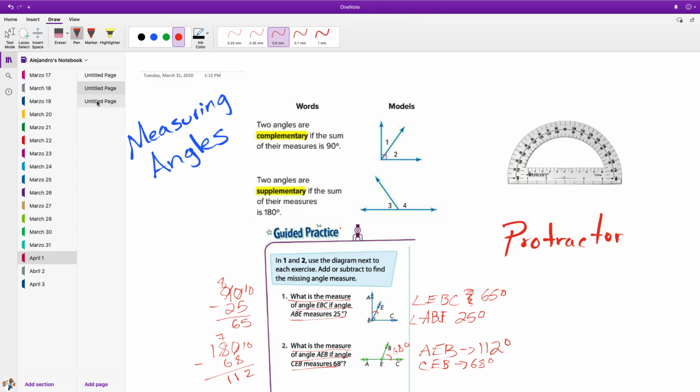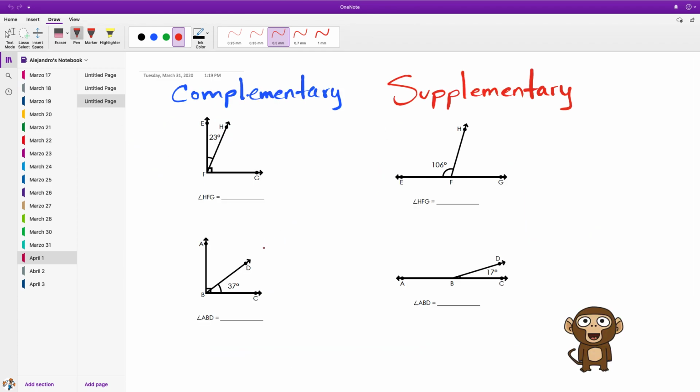So I'm going to change the page now. Okay, so here we have more examples. Complementary on the left, supplementary on the right. Complementary means that if you add two angles, you get exactly 90 degrees. On the other side, when you have supplementary angles, that means that you add two angles and you get 180.